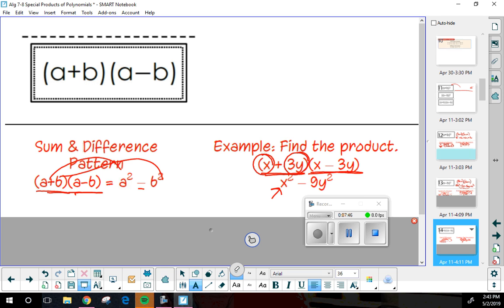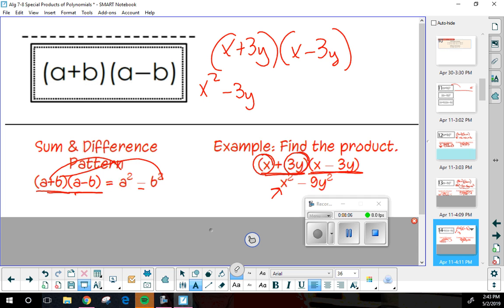Are you sure that works? Yes? Watch this. We'll do FOIL, which remember is an option until you're more familiar, and then you'll be using the cheats a little bit more. So FOIL: x times x, the front, is x squared. The outer is negative 3y. The inner is plus 3y. And the end is negative 9y squared. Look what happens to the center: they cancel each other out. That's why that works.